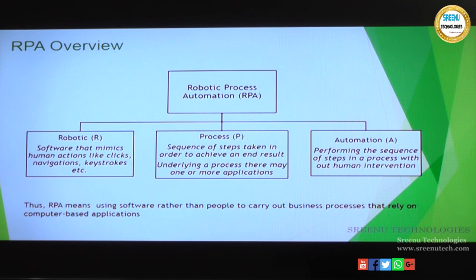So, if you mix all this together, RPA means using software, rather than people, to carry out business processes that rely on computer based applications. So, this is a software robot which deals with computer based applications only, right. Our aim or our vision is to make things quicker, to get quicker delivery using software based applications, and then to make them work without manual intervention. That is the goal of RPA here, right.